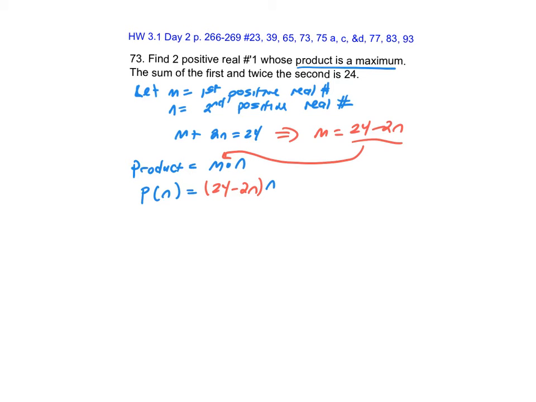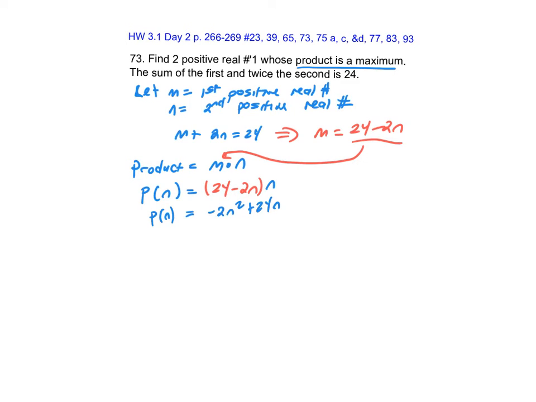This is a quadratic function. There's more than one way to find the maximum. I'm going to go ahead and write this in general form. So I'm going to distribute the n. So we'll have negative 2n squared plus 24n is our function.